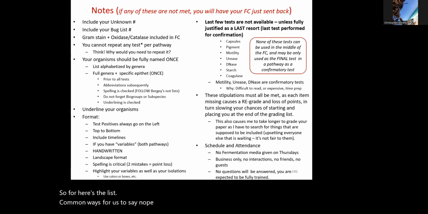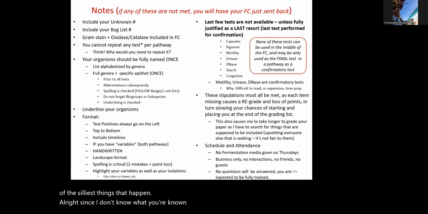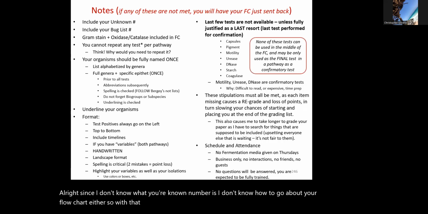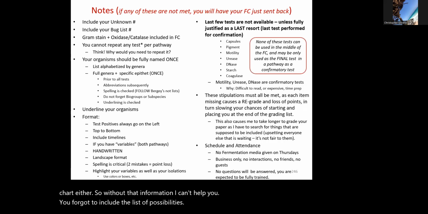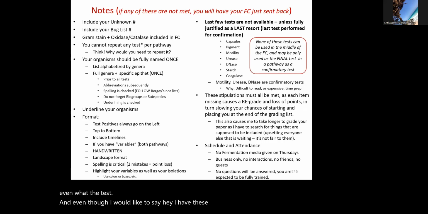You forgot to put your unknown number. Some of the silliest things that happen. Since I don't know what your unknown number is, I don't know how to go about your flowchart either. So without that information, I can't help you. You forgot to include the list of possibilities. In order for me to make sure your flowchart is good, I need to know each and every one of those organisms on your bug list. If you don't provide me that bug list, I don't even know what to test. And even though I would like to say I have these memorized, sadly, with 100 of them, I can't break those down into individual bug lists.